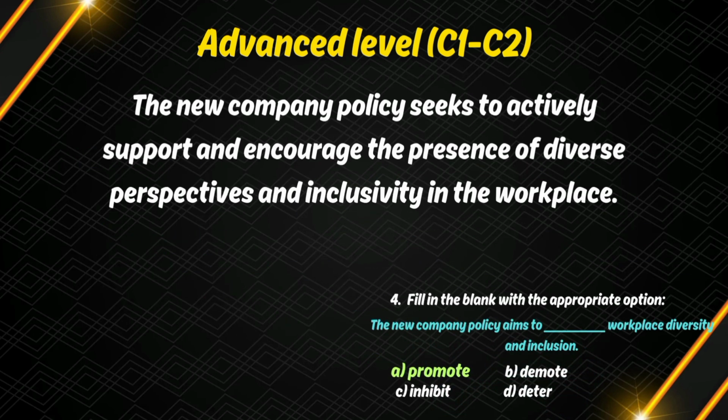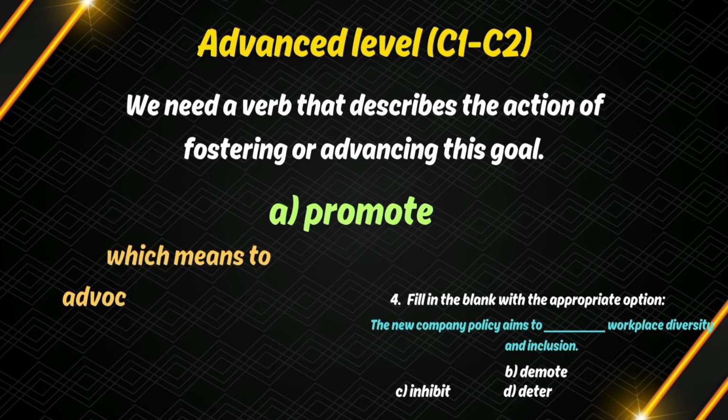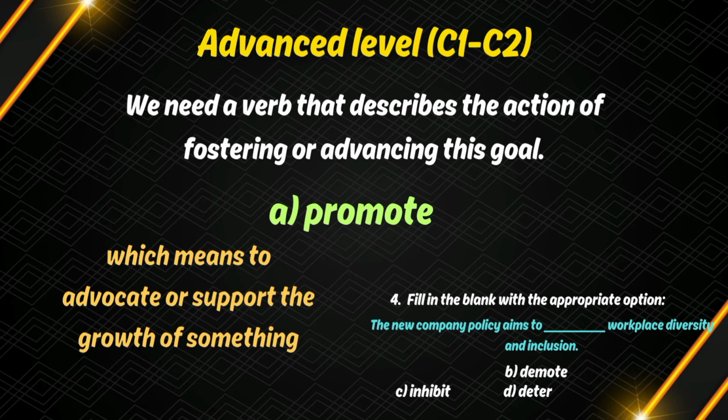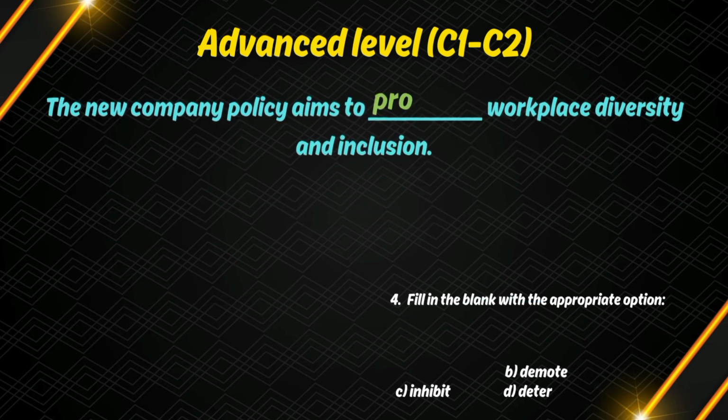The new company policy seeks to actively support and encourage the presence of diverse perspectives and inclusivity in the workplace. We need a verb that describes the action of fostering or advancing this goal. The correct option is promote, which means to advocate or support the growth of something. Therefore, the correct sentence is, The new company policy aims to promote workplace diversity and inclusion.